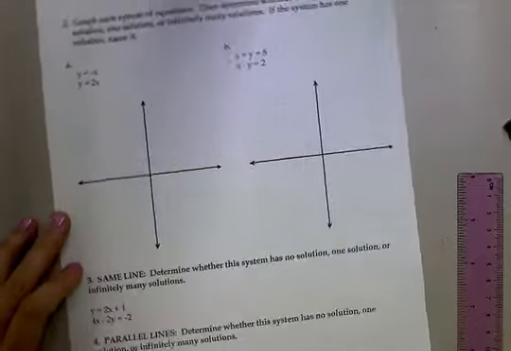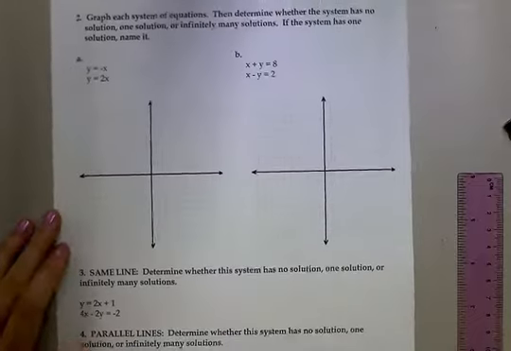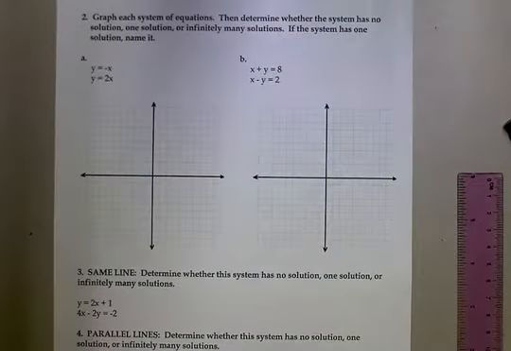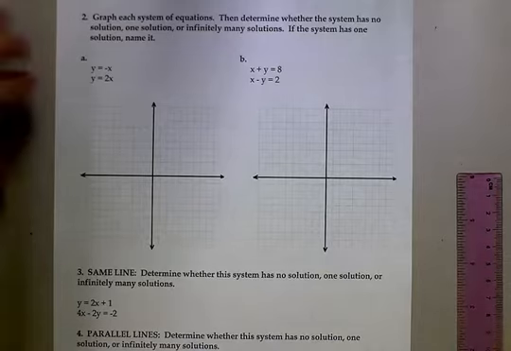All right, in our next set of examples, we are going to graph the system of equations, and we're going to determine whether it has no solution, one solution, or infinitely many solutions. If the system has one solution, we're going to point it out. We're going to name it. We're going to say exactly which point it is. So let's take a look at this first set of equations.